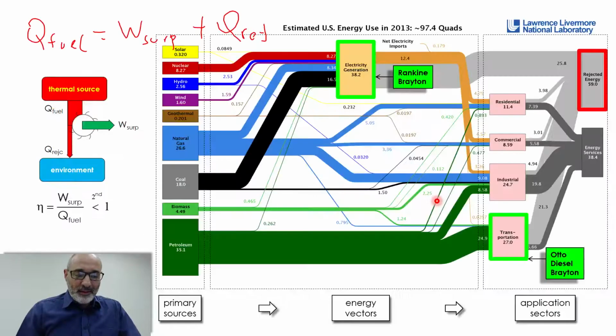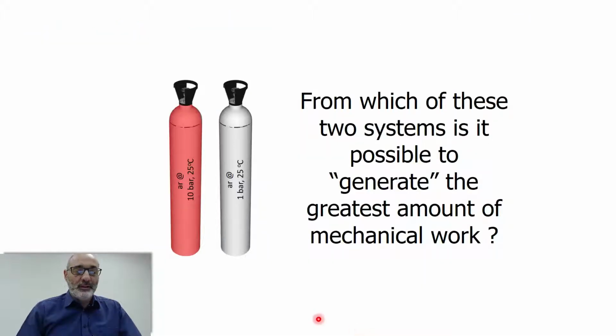Remember, I'm going back one slide. We want to maximize the efficiency of the use of some vector like this, some energy carrier. The efficiency of coal, the efficiency of gasoline, ethanol, and so on. Okay, so if the problem is to generate useful energy, from which of these two systems is it possible to generate the greatest amount of mechanical work? Okay, so you have two choices.